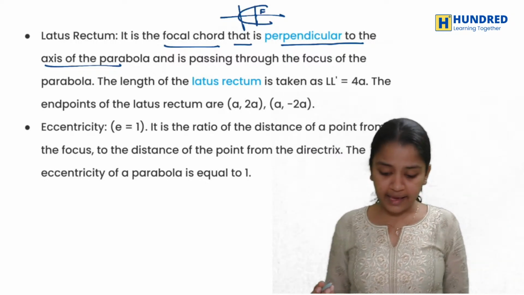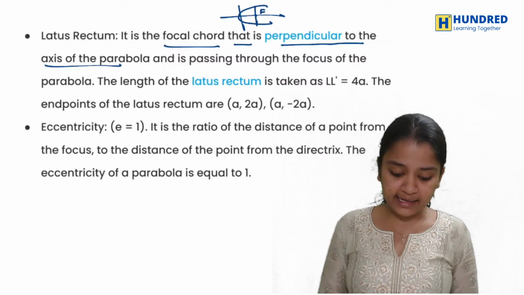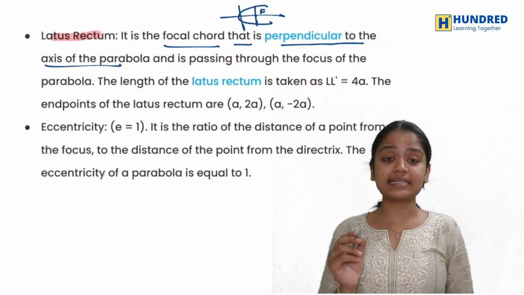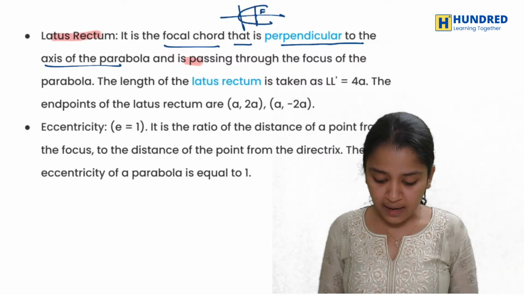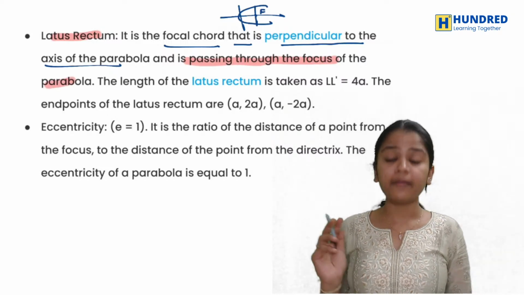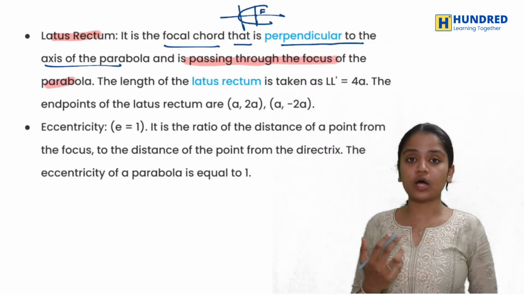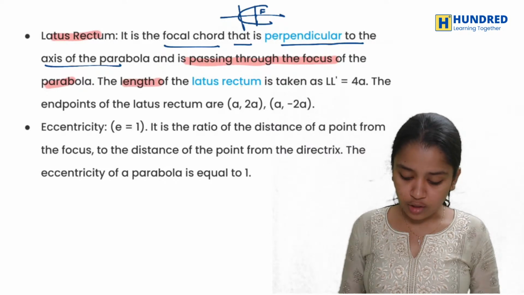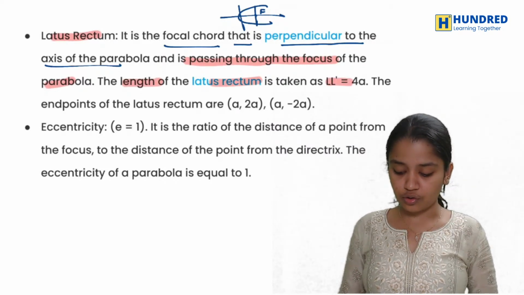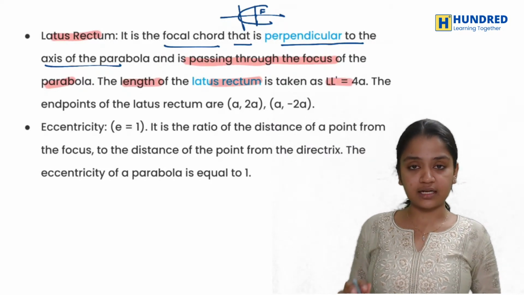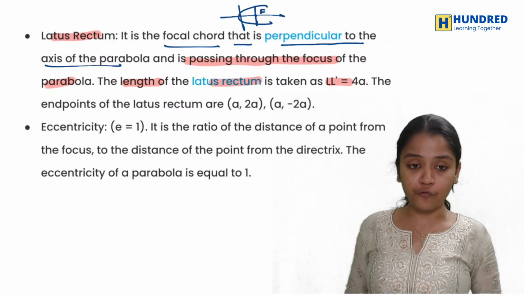In that case, what can you call the line? The line is called the latus rectum. So it passes through the focus of the parabola, and that particular line is called the latus rectum. The length of the latus rectum, L to L dash, is equal to 4a.